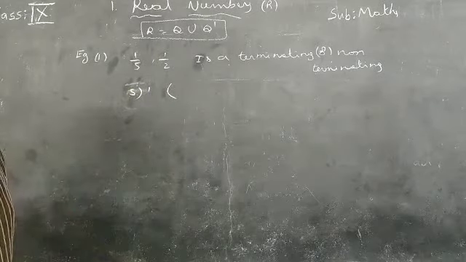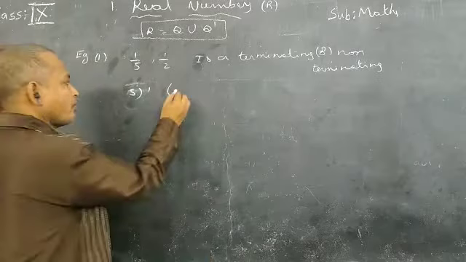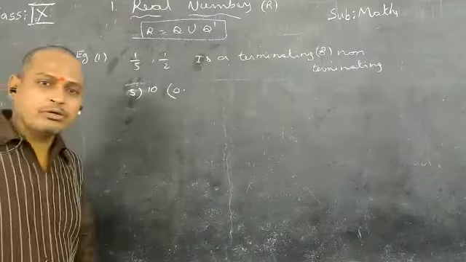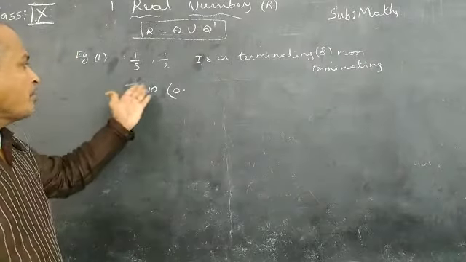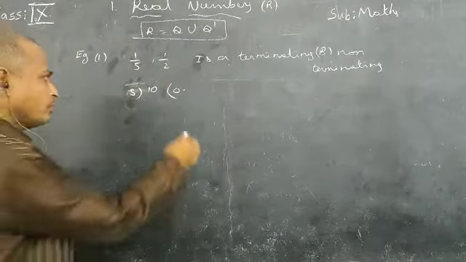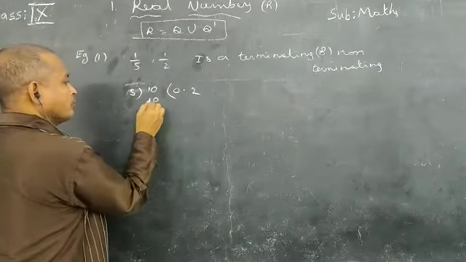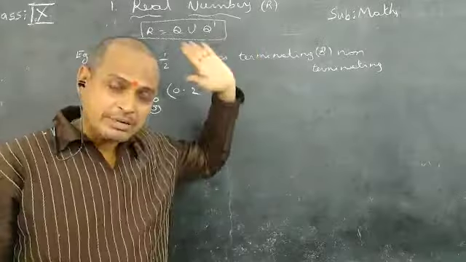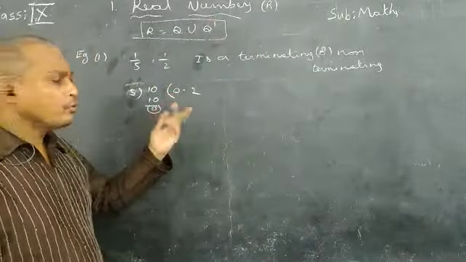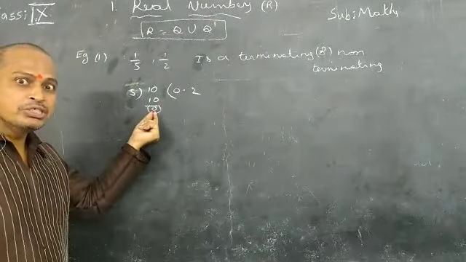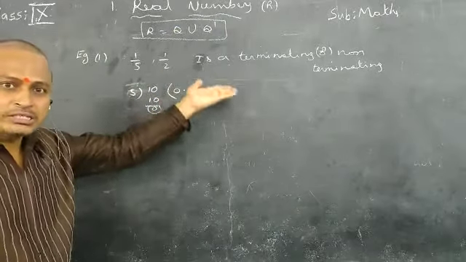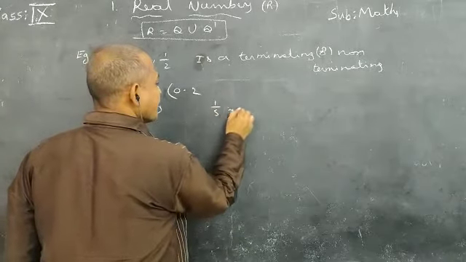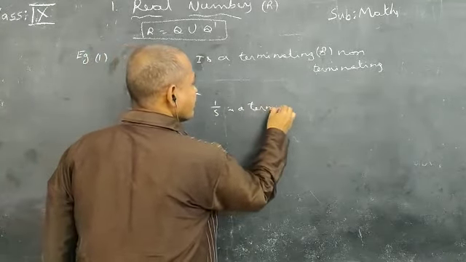Next, can you guess, children? Yes, it is 0.0. How many times does it cancel? 5 twos are 10. So this is a terminating decimal, children. The remainder will become 0. So 1 by 5 is a terminating decimal.